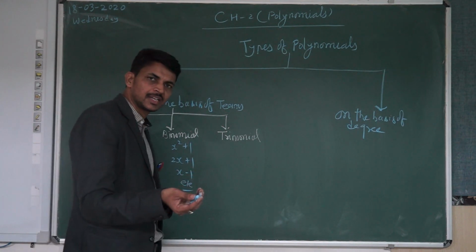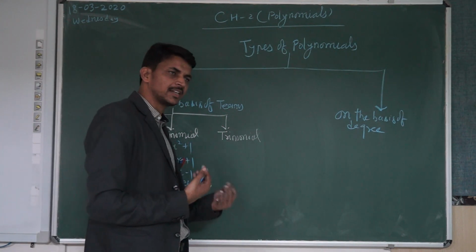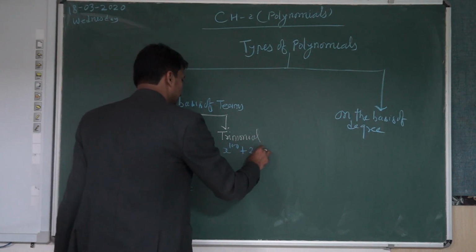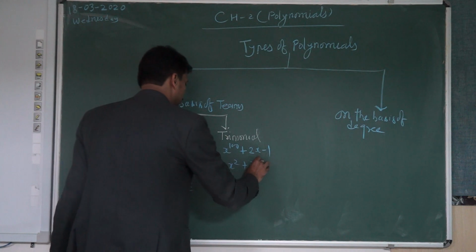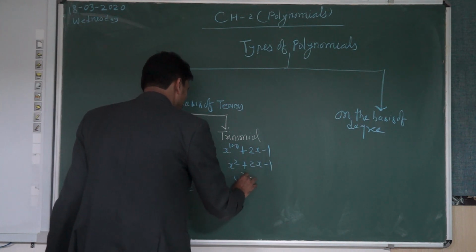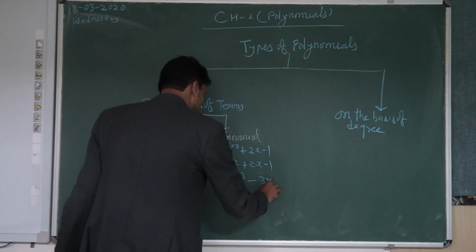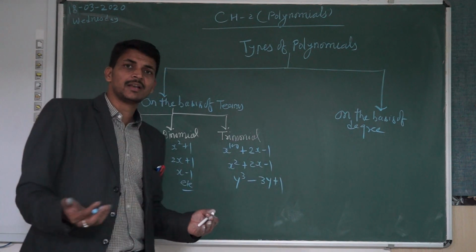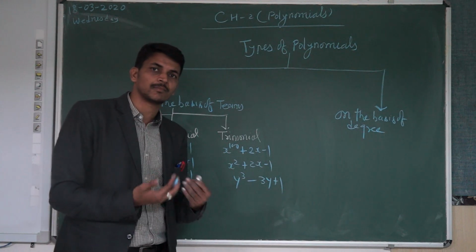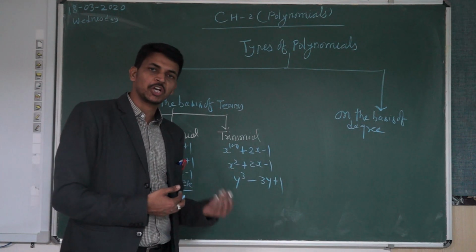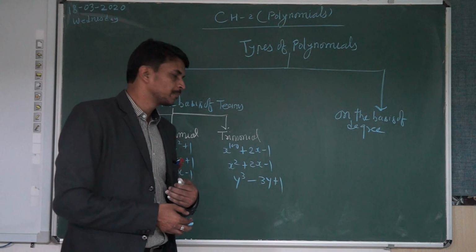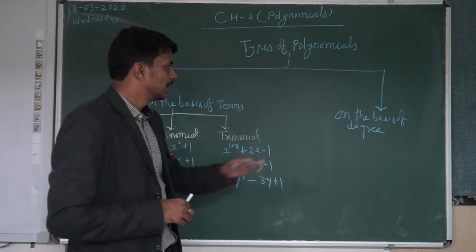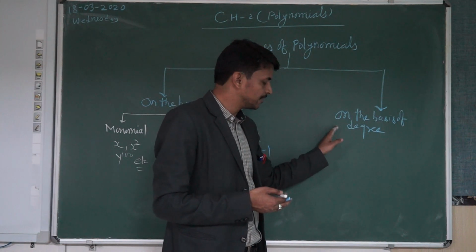We are not bothered about the degree. Whatever degree we want to take, we can take: x to the power 100 plus 2x minus 1, x square plus 2x minus 1, y cube minus 3y plus 1. These are all examples of trinomials. So as I explained, monomial means a polynomial of 1 term, binomial means a polynomial of 2 terms, trinomial means a polynomial of 3 terms. Let us talk on the basis of degree, everyone.